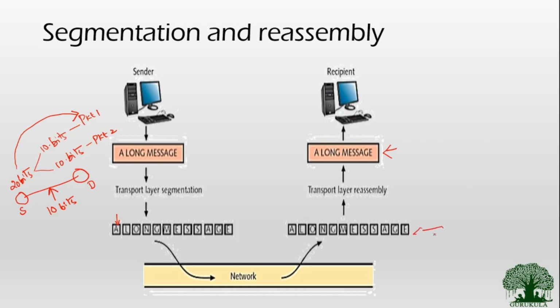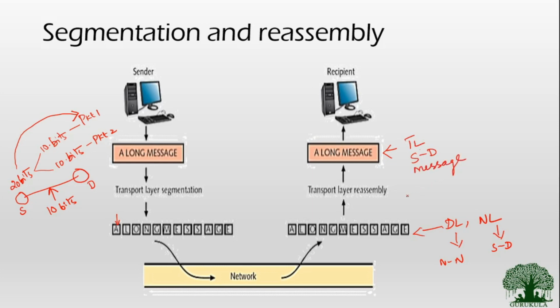Whereas your data link layer and the network layer will take the responsibility of end-to-end delivery or node-to-node delivery. Your data link layer is responsible for node-to-node, whereas your network layer is responsible for source to destination delivery of a particular packet, and your transport layer is responsible for source to destination delivery of the entire message.